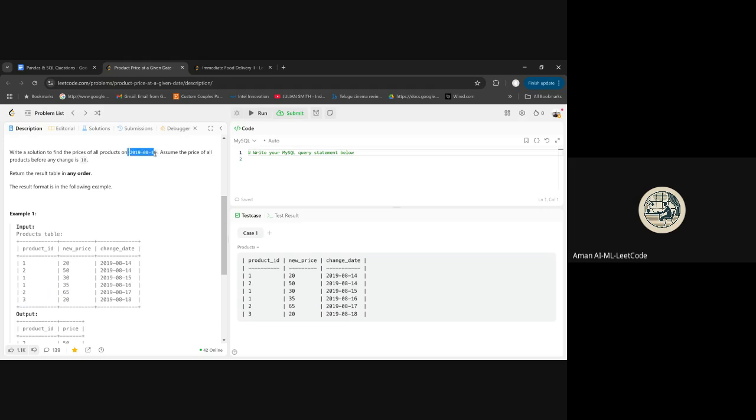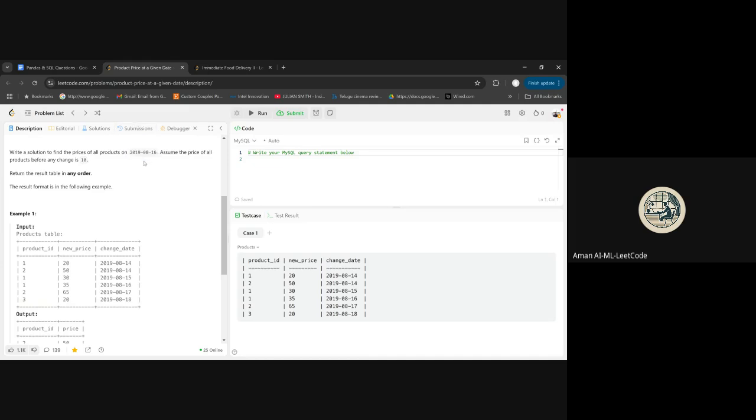What is the price on this date? If the new change price was on 18th, what could have been the price before this? 10. Correct. That is the default price of all of them. So that is what we have to get. We want to first find the price either on this date or on any date before this, as near to this date as possible. Price either on this date or just before this date.